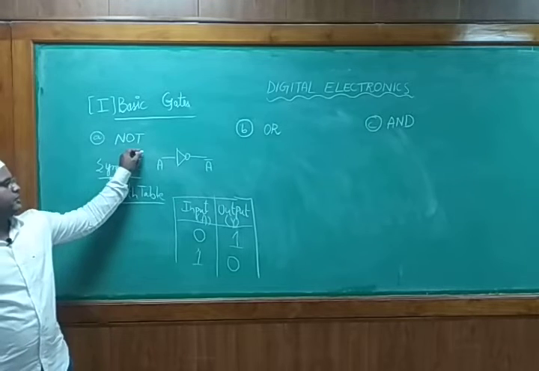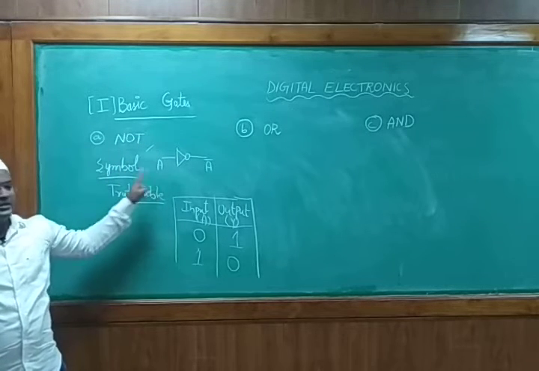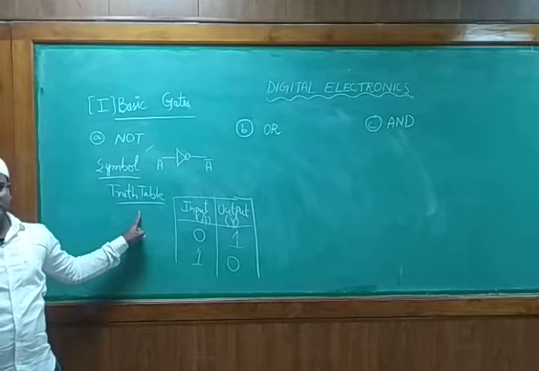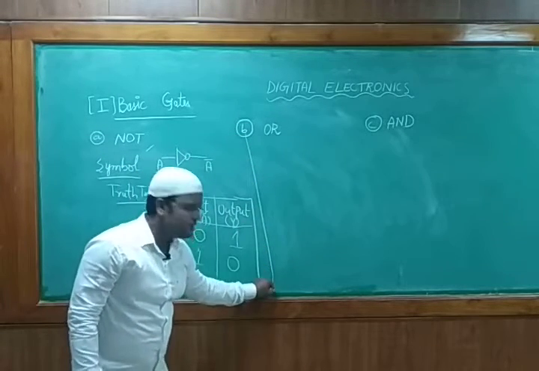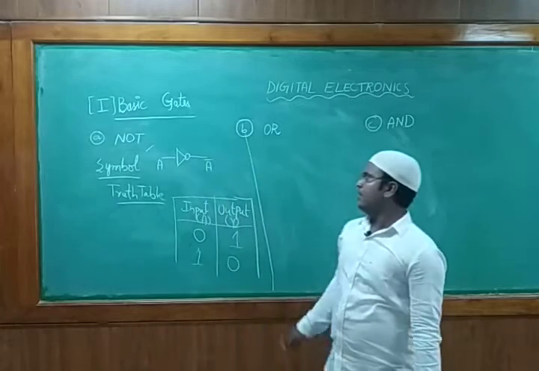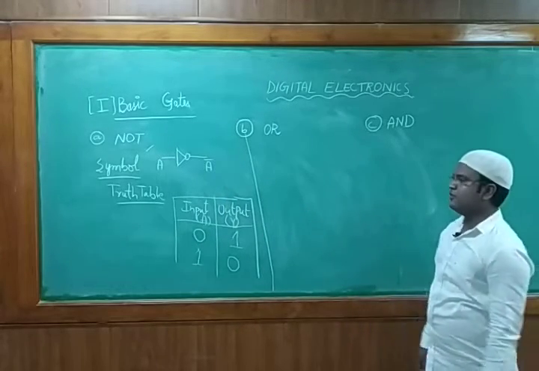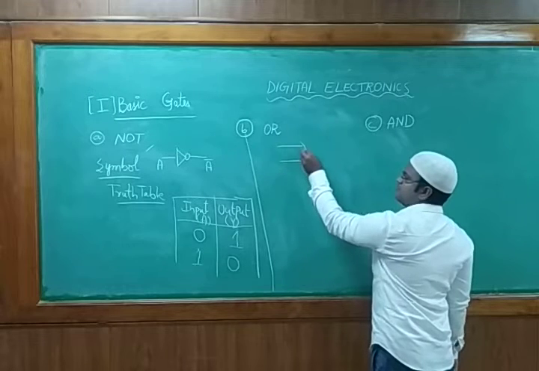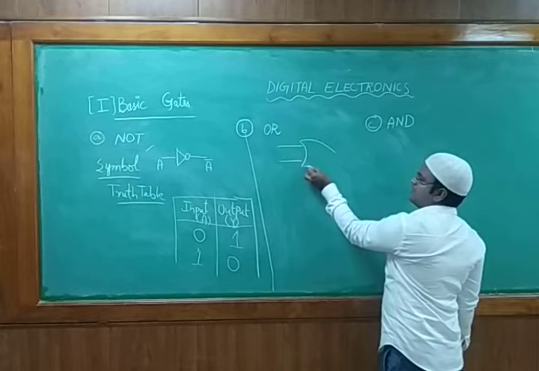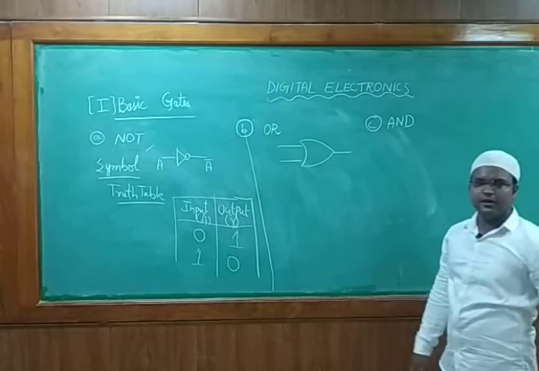The first part we have seen is its symbol. The second part is its truth table. Likewise, in the second part we are going to see the OR gate. So first of all, what is the OR gate? In the OR gate, first we see its symbol. OR will be like this. Symbolically we can represent the OR gate in this way.